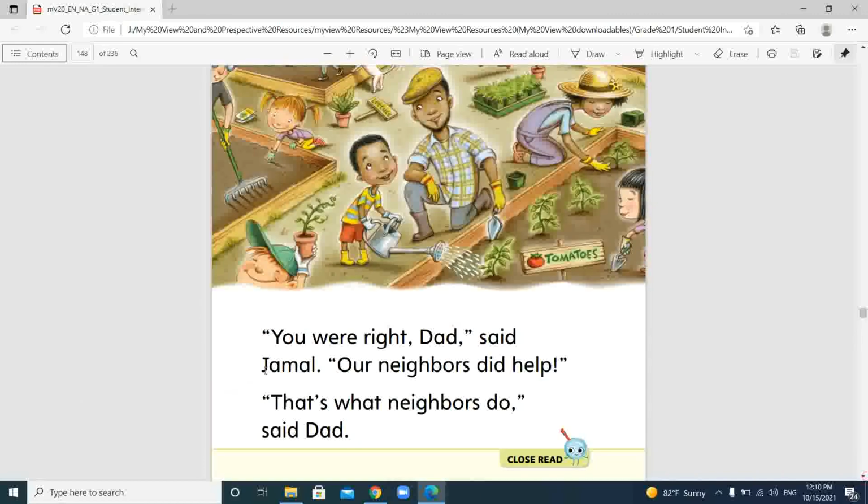Let's see. You were right, Dad, said Jamal. Our neighbors did help. That's what neighbors do, said Dad. Okay? So what did Jamal say to his dad? Jamal said, you were right, Dad. Our neighbors did agree to help. And look at them. They're working together in groups. Remember, groups are sets or a number of people. Okay? They're working together. And Dad said, yes, that's what neighbors do. Neighbors are here to help each other.